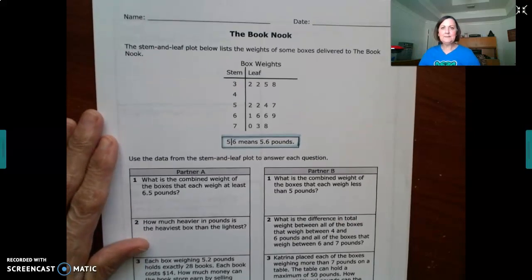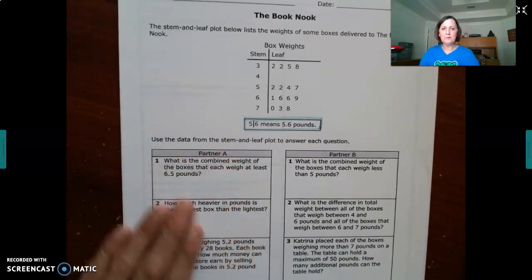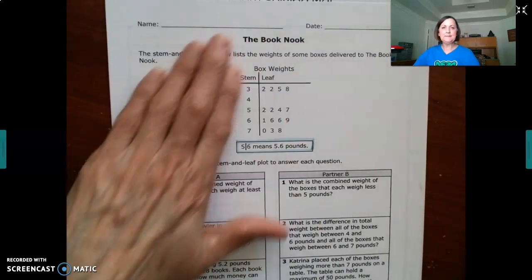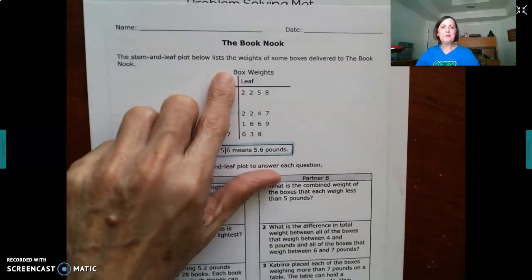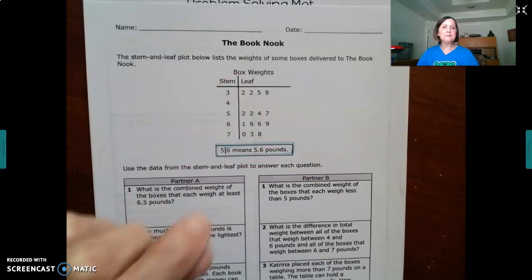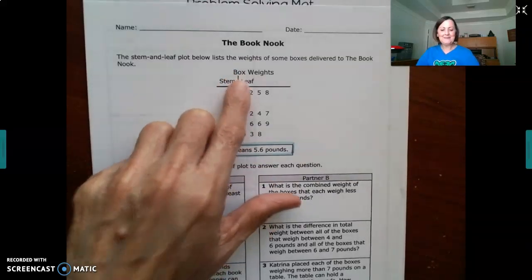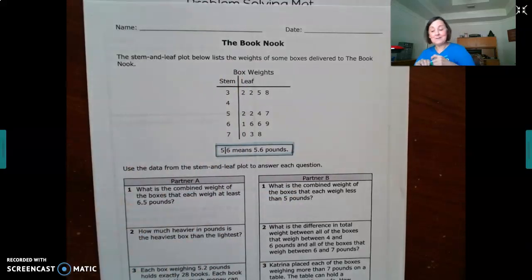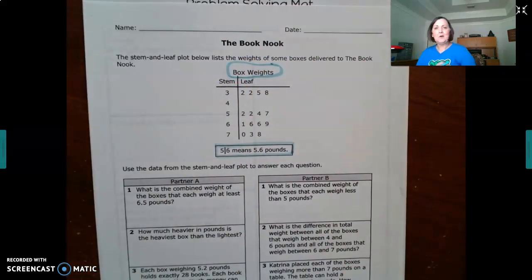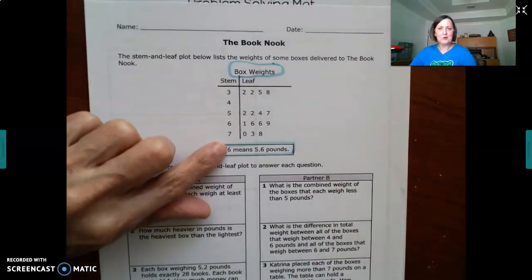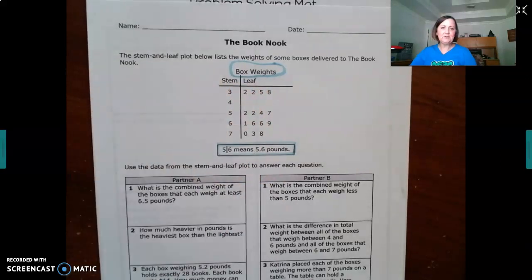All right, so this page here is called the Book Nook, and we have 3 questions. We're going to answer these 3 questions using this one stem and leaf plot. The stem and leaf plot lists the weights of some boxes that were delivered to the Book Nook. So our title is Box Weights. Our stem, which is our greater place value, is here, and our leaf is in this section here.